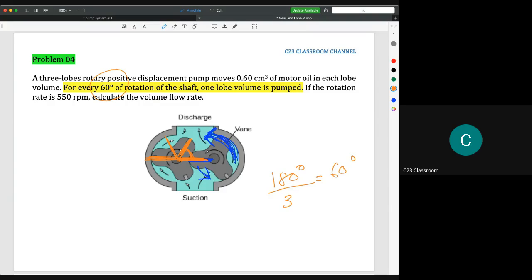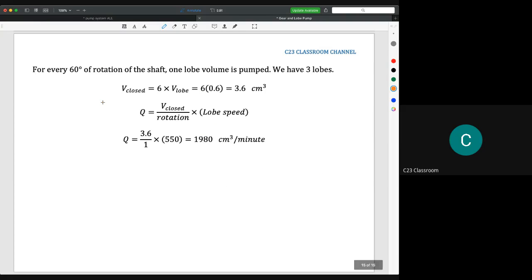So I hope you study the mechanism of the lobe pump here. Because we know the 60 degrees, to solve this one we calculate the total volume for one rotation. Because we have 60 degrees, for one rotation the total volume being transferred is 6 times 0.6, where 0.6 is given in the question, and then we have 3.6 centimeter cube. To calculate the flow rate here, we multiply by the RPM. So we have 3.6 times 550 RPM, and we get a volume flow rate of 1,980 centimeter cube per minute.